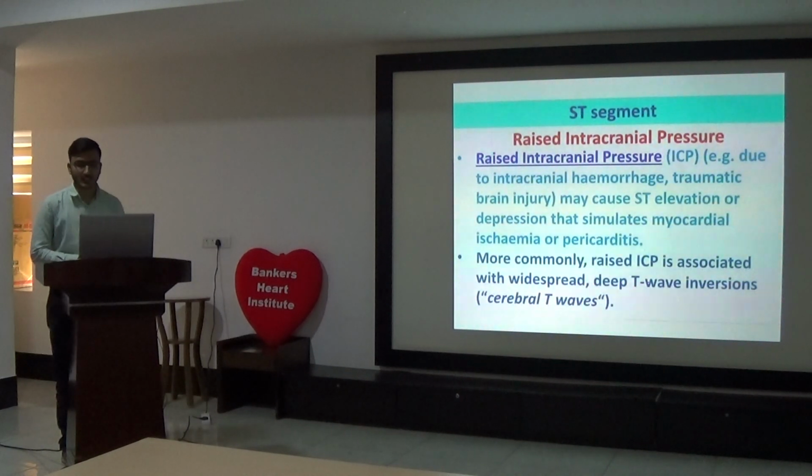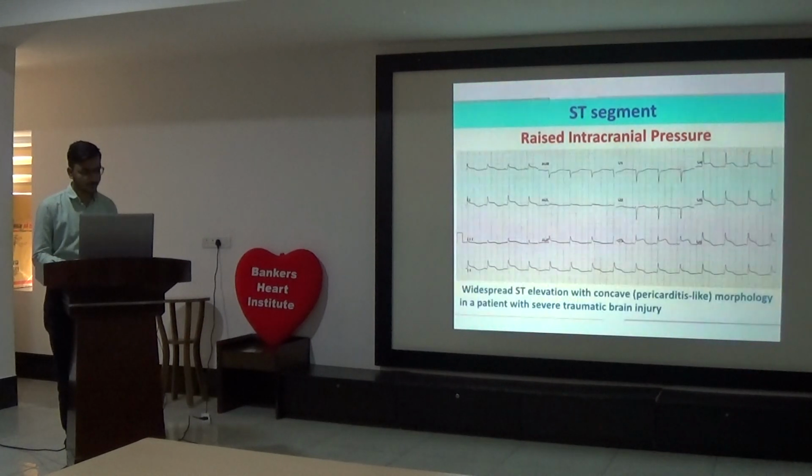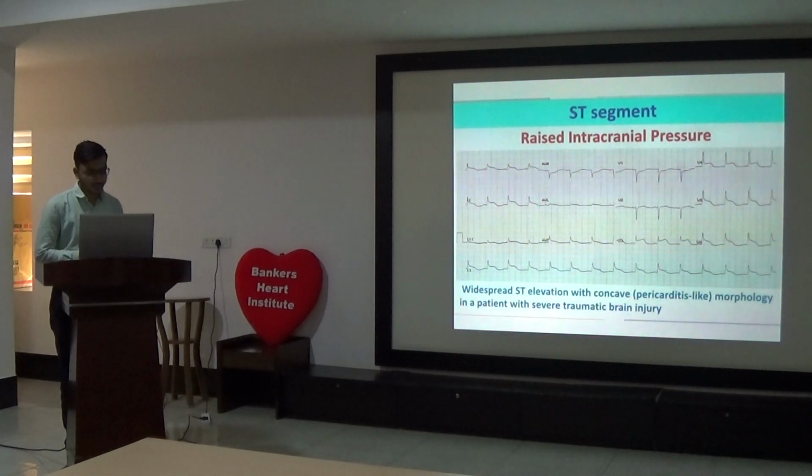Next one is raised intracranial pressure. So, a patient presenting with intracranial hemorrhage or traumatic brain injury may also have ST segment elevation or depression that may simulate myocardial ischemia or pericarditis-like ST segment elevation. More commonly, raised ICP is associated with widespread deep T wave inversion, which are also called cerebral T waves. So, in a patient of raised intracranial pressure, there will be widespread ST segment elevation with concave, pericarditis-like morphology, in a patient with severe traumatic brain injury.